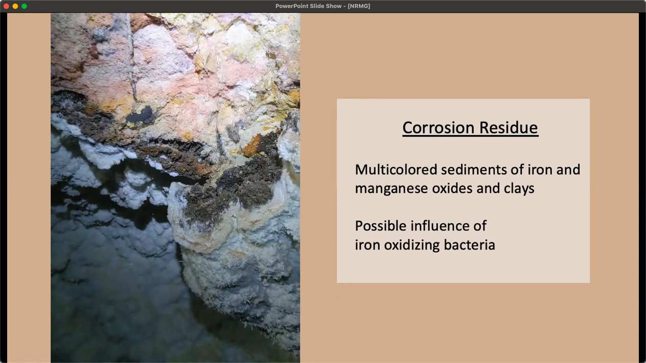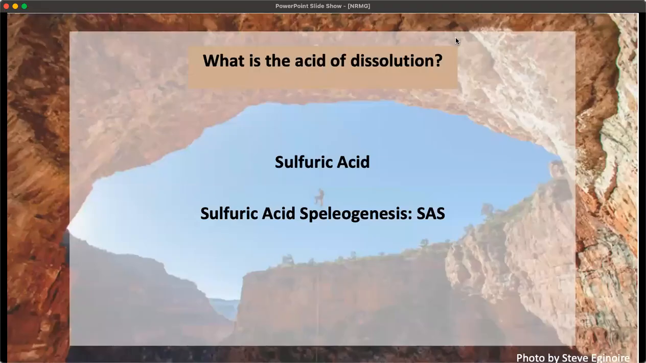So this corrosion residue is really interesting, and once again, we probably need a little bit more research to be able to identify whether or not it's biogenic. But in other cave systems, we see that it is biogenic. All right, so what is the acid of dissolution? Using the combination of the identification of sulfates and morphology, we have identified that this is likely a sulfuric acid speleogenesis cave, or SAS. So one of the biggest implications of my research really is now that I can call the Grand Canyon sassy and the Bopper Cave system sassy.